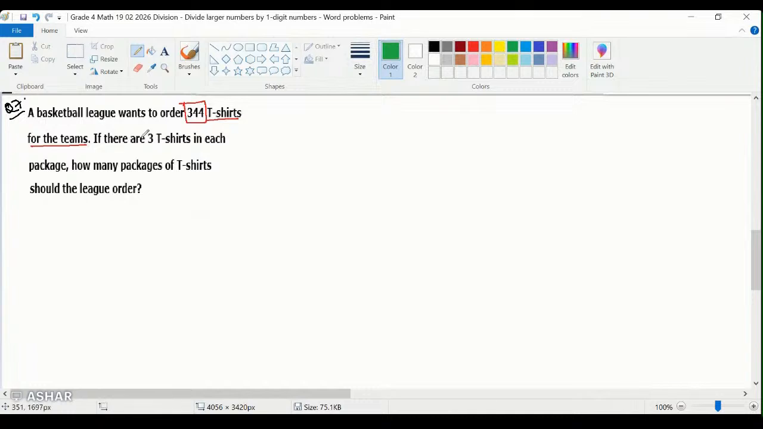If each pack has 3 t-shirts in it, they're packed in groups of 3. So how many packages of t-shirts should the league order? All we need to do is divide. What do we need to do? We need to divide 344 by 3.